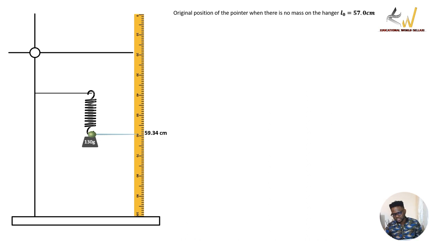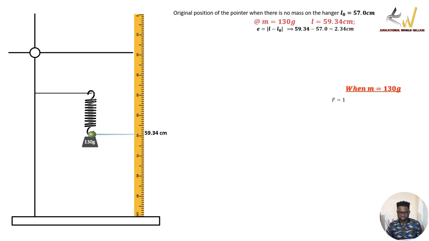The same thing goes for when the mass is 130 grams. We have to find the extension. The extension will help us get the final position of the pointer on the meter rule, due to the addition of the 130 gram mass. So remember, Hooke's law states that F is equal to KE, right? F is equal to Mg, which we already know. Once we've gotten F, we simply use Hooke's law to get the extension. The value for our extension E here is 2.34 centimeters. So we take note of that.